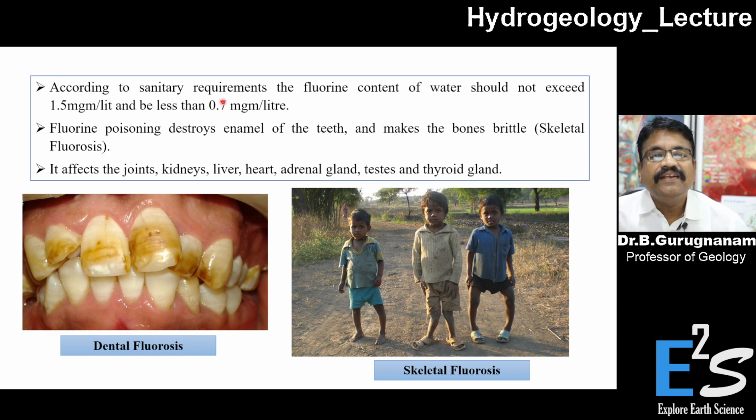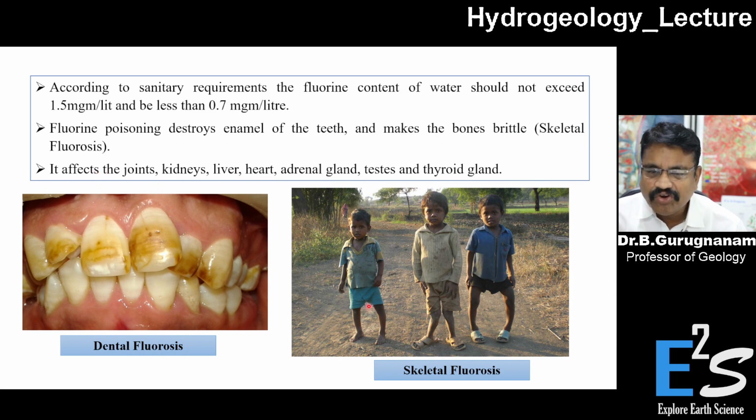According to sanitary requirement, the fluorine content of water should not exceed 1.5 milligram per liter and should not be less than 0.7 milligram. It should not be less, and it should not be high either. Fluorine poisoning destroys enamels of the teeth and makes the bone brittle. That is called skeletal fluorosis.